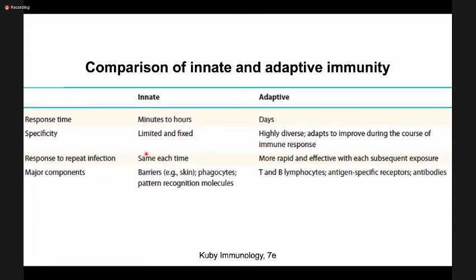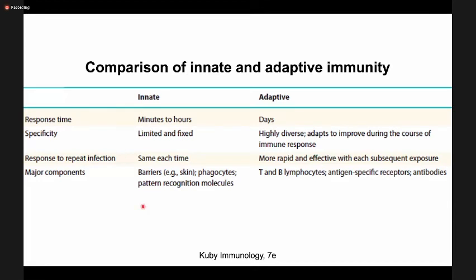In terms of response to repeat infection, innate immune response is always the same, but the adaptive immune response, that's why you have immunological memory. So a second response will be quicker, it will be more effective, and a third one will be even better. It just keeps getting better with time.